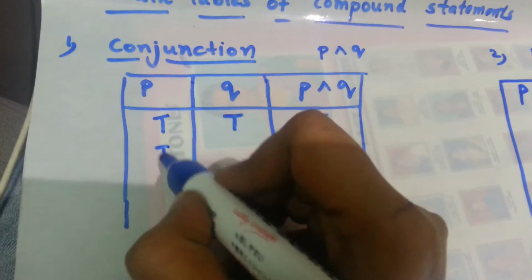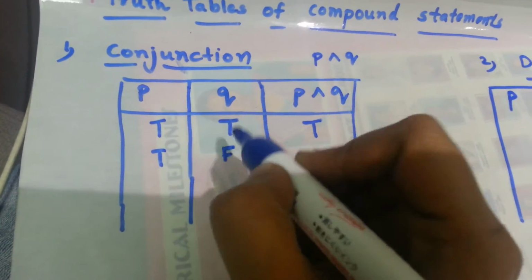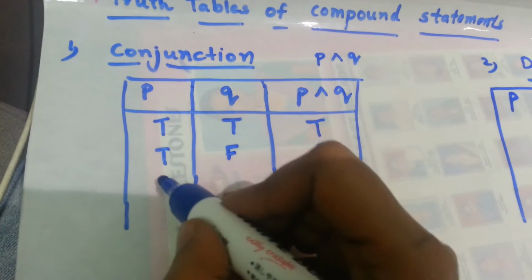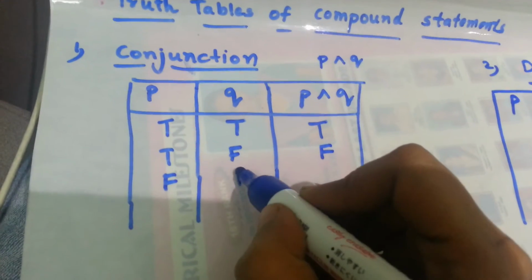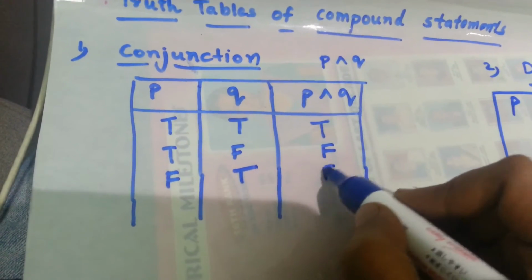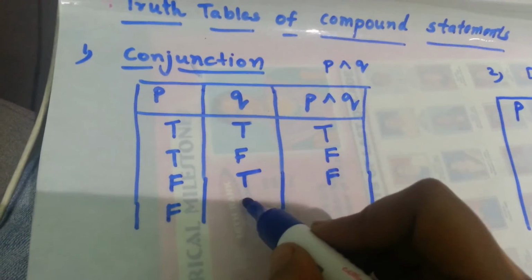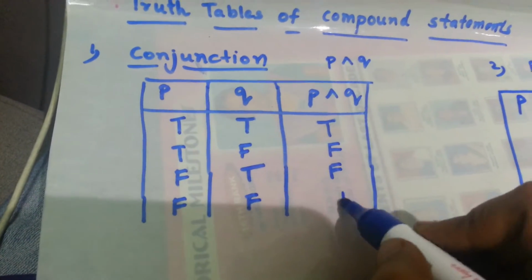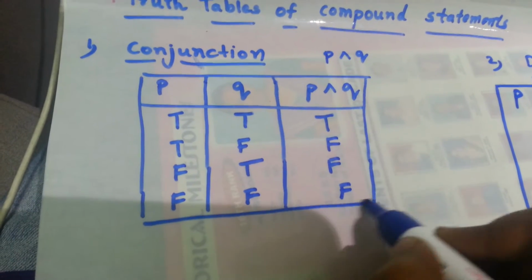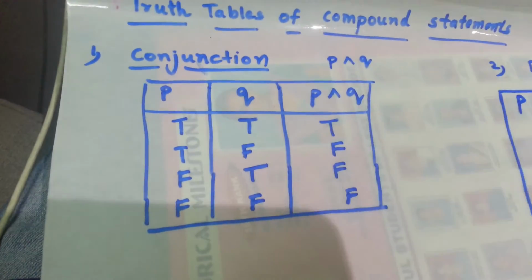Otherwise all are false. If P is T and Q is F, it is F. If P is F and Q is T, then also it is F. And if P is F and Q is F, then it is F. So only when both are true, it is true.